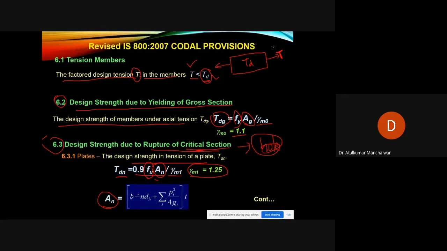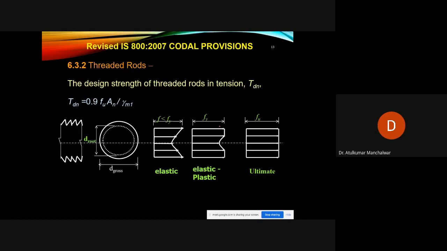Okay, the material of your plate, tension member. So the very basic concept while designing is what? The strength of the plate should be more than the applied force. So the strength of the member is less than the least value of these two. Least value of these two.